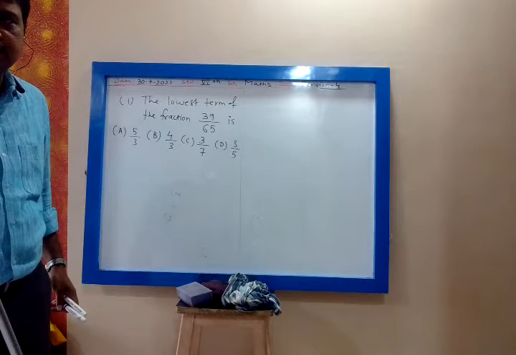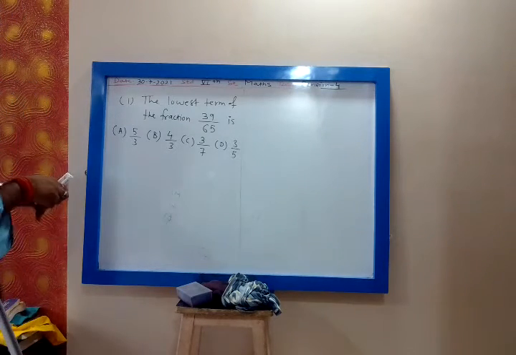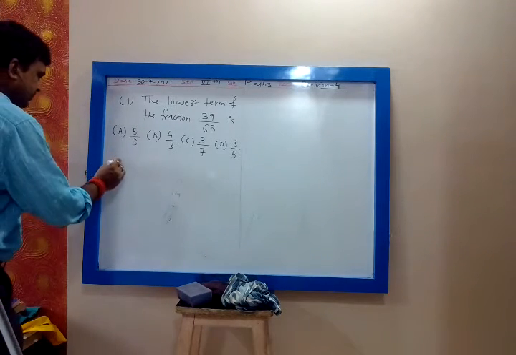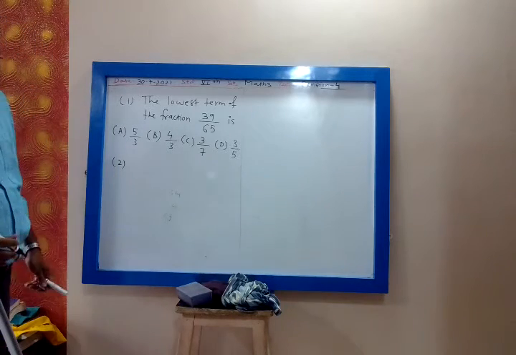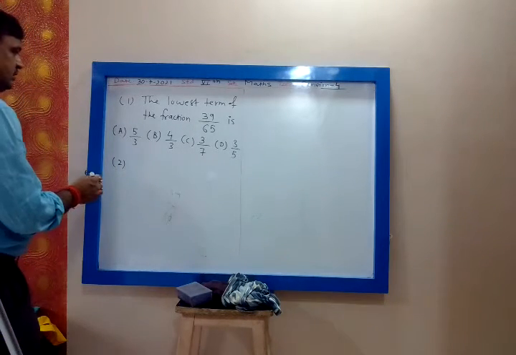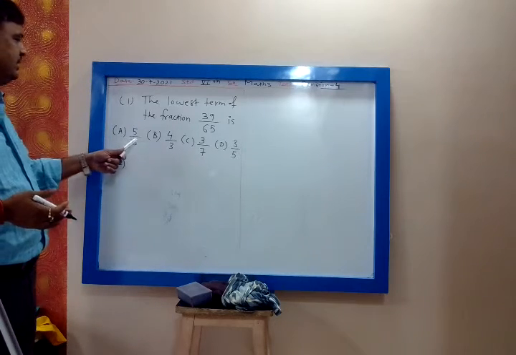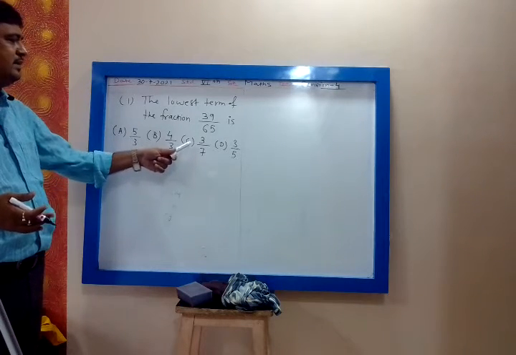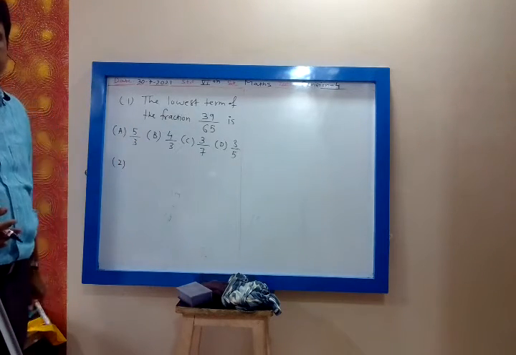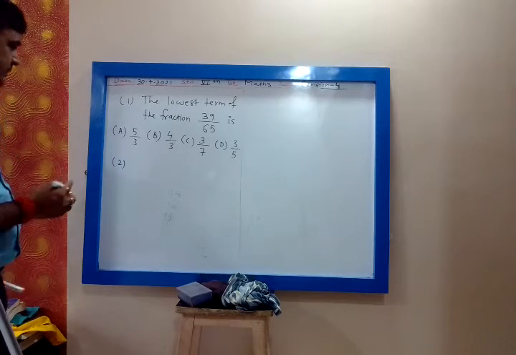It is clear, my dear. Then second question. Options are: A is 5 by 3, B is 4 by 3, C is 3 by 7, D is 3 by 5.